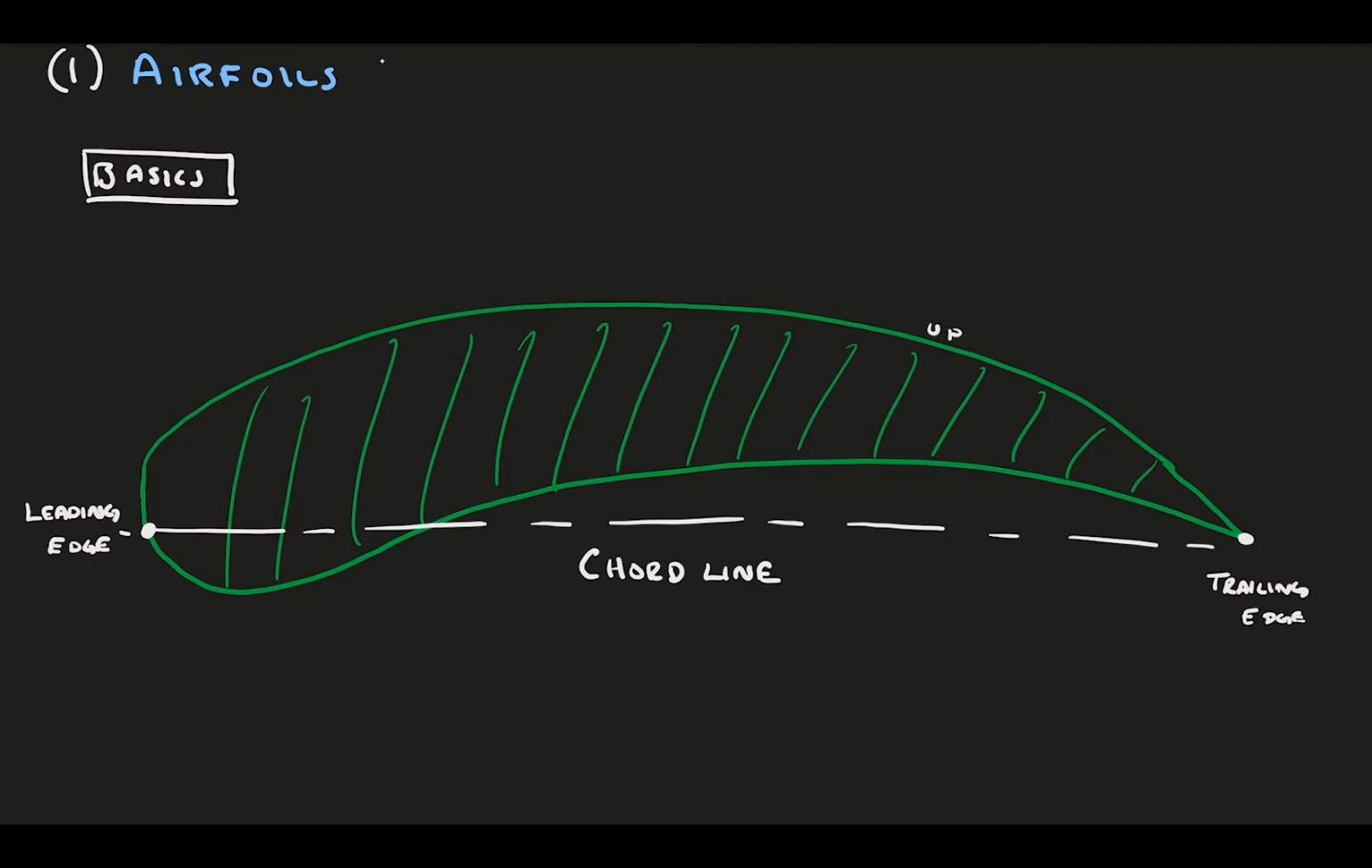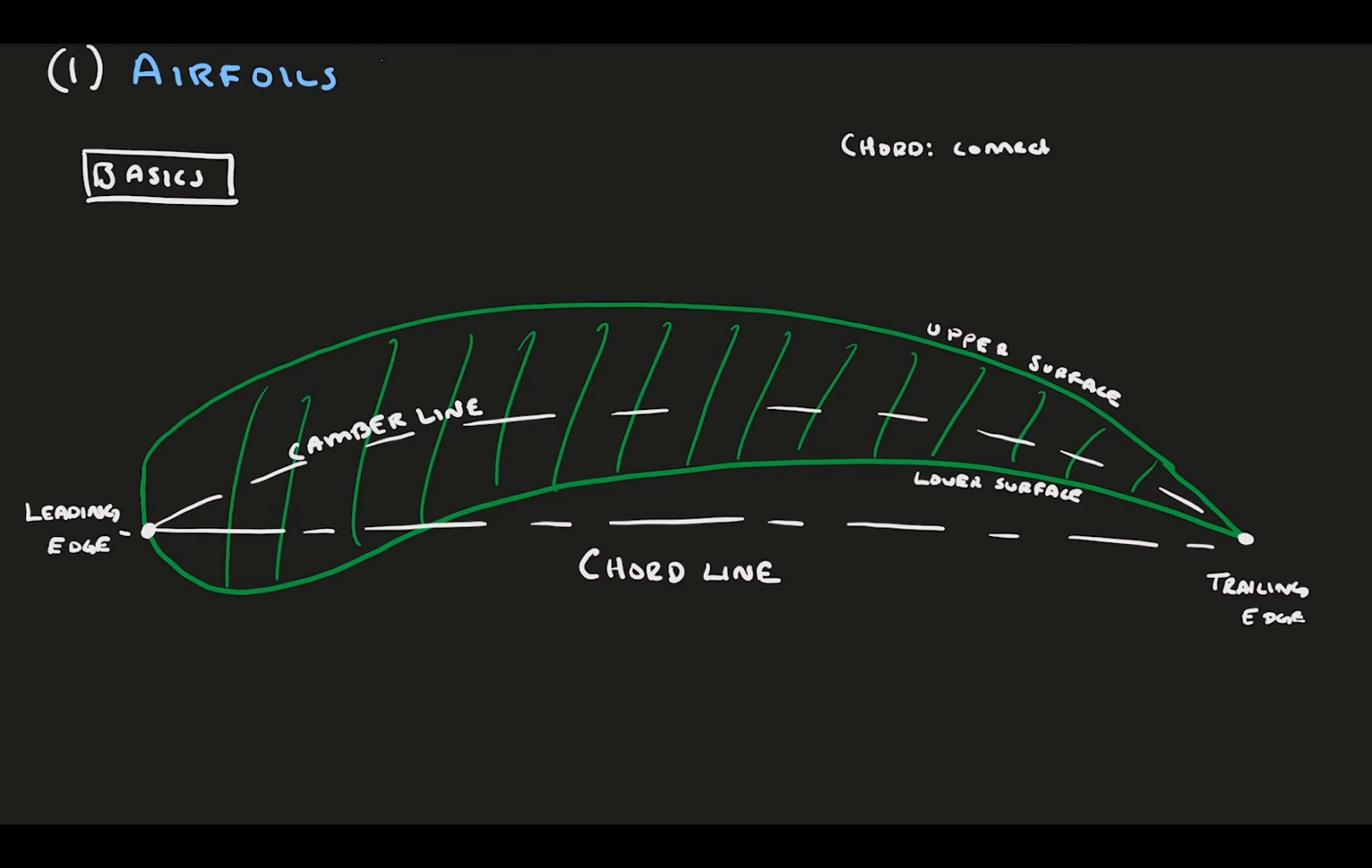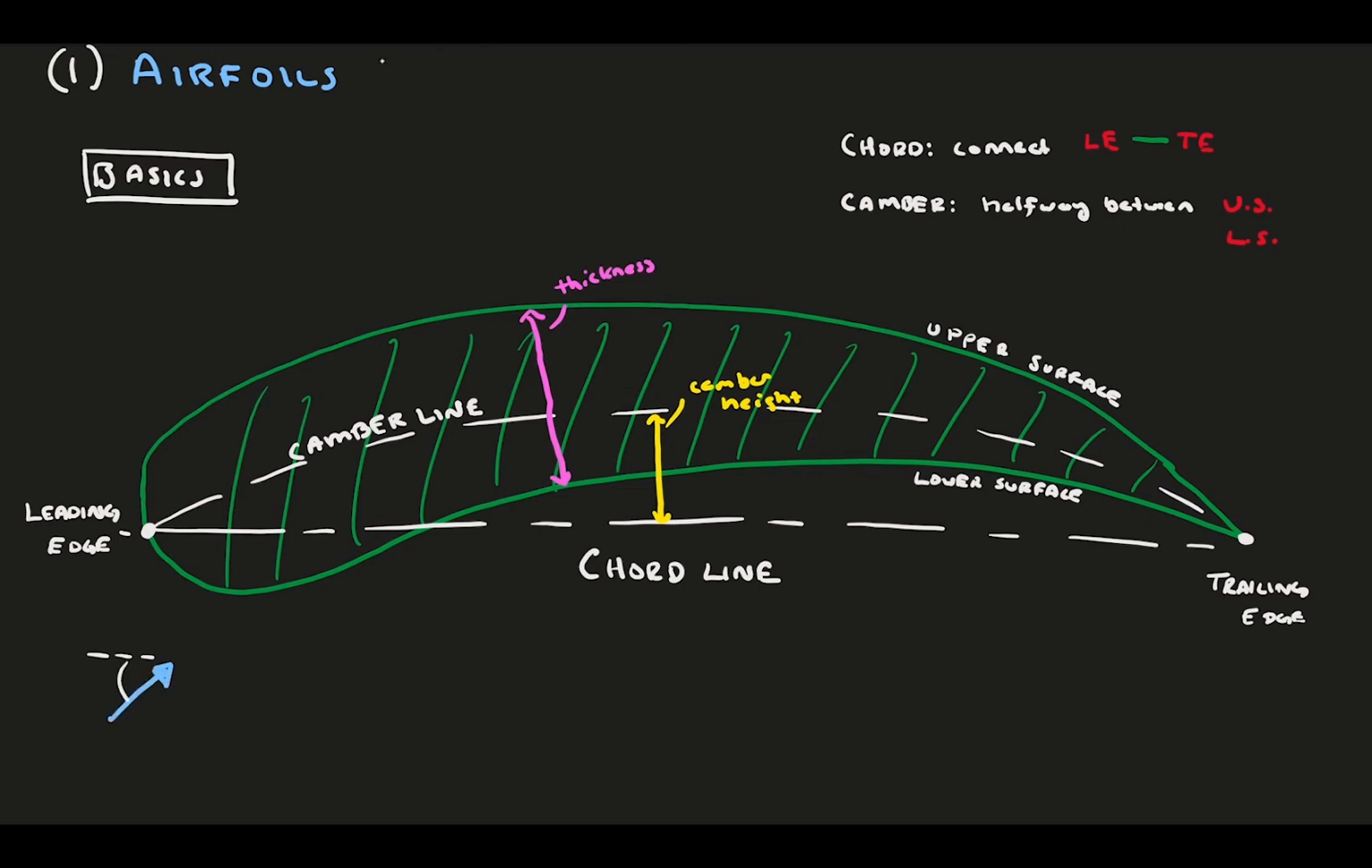The foil is made up of an upper surface curve and a lower surface. The camber line, by definition, splits the distance between the upper surface and the lower surface. It defines the bend of the airfoil. The thickness of the foil is the distance between the upper and lower surface. And the camber is defined by the camber height, the distance from the chord line to the camber line. Lastly, there can be an incoming flow with an angle of attack relative to the chord line.